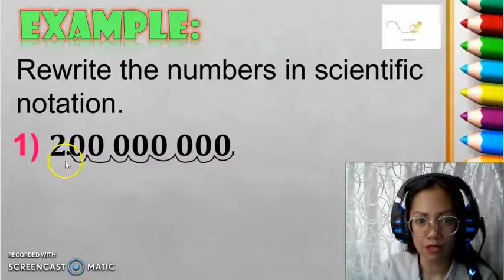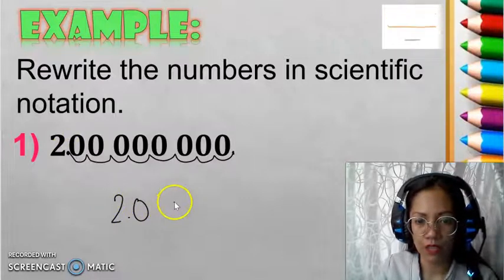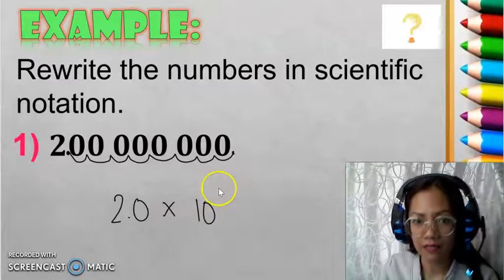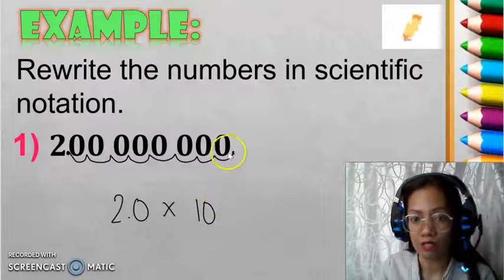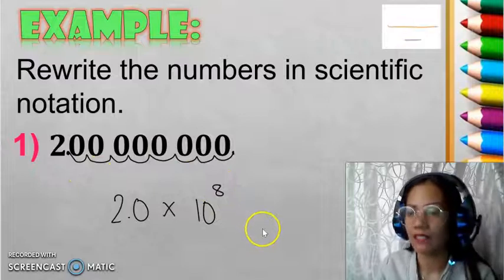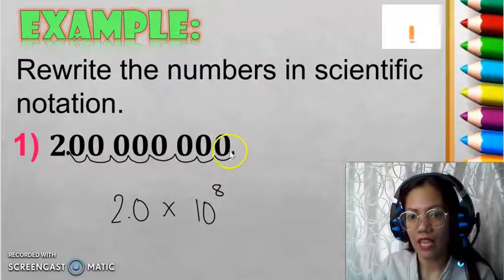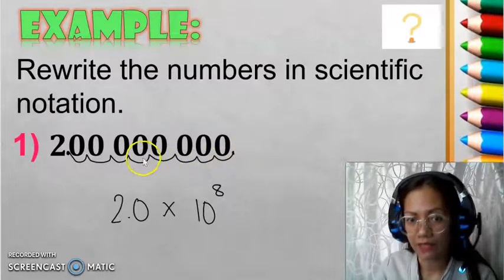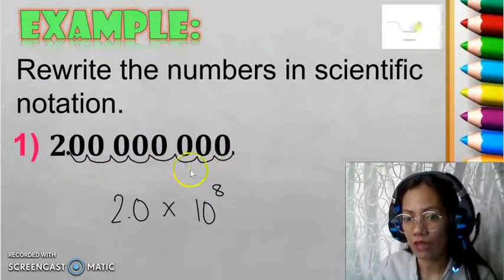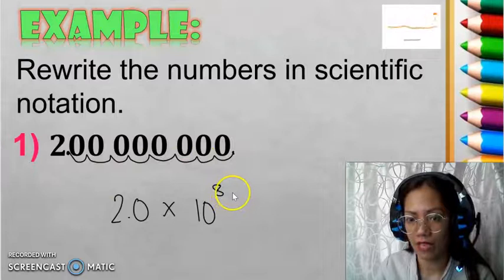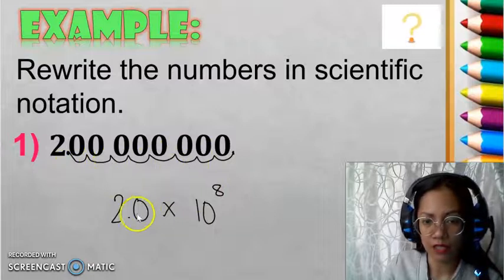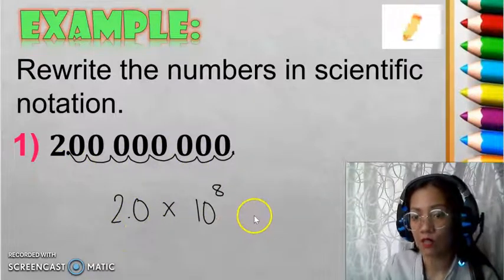And then we stop. So we have there 2.0, and do not forget to write times 10, which is the base, and then the decimal places will indicate your exponent. Since we have 8 decimal places, we're going to write there 8. And here's the catch, grade 7 learners. If you move the decimal point to the left, the exponent will be positive. To the left, positive. So the 200 million will be 2.0 times 10 raised to the 8th power.